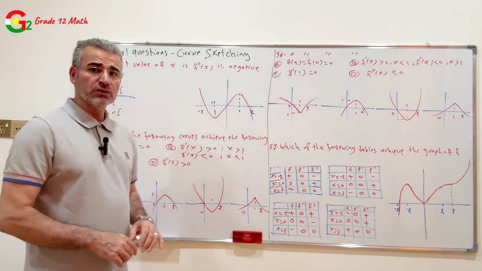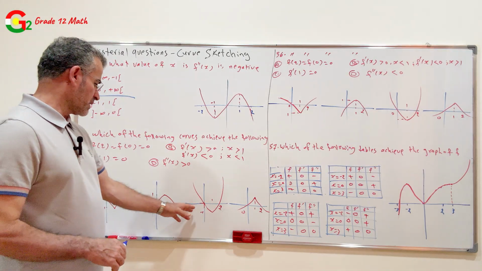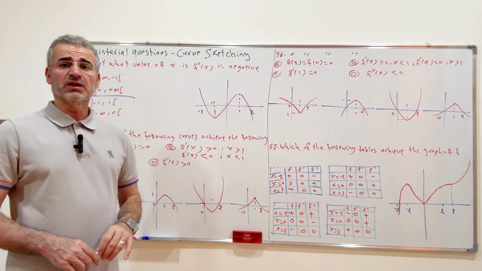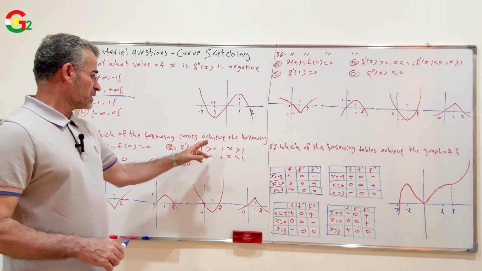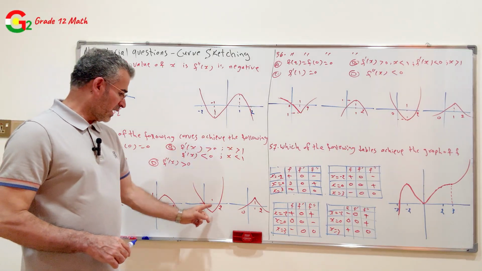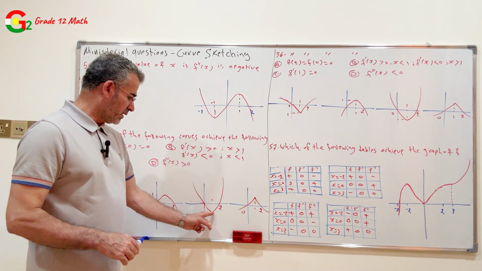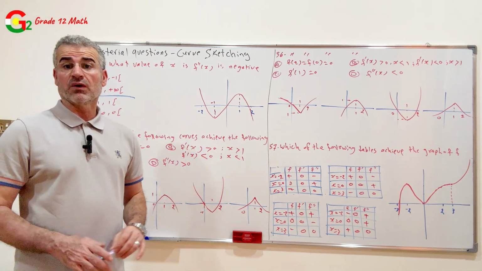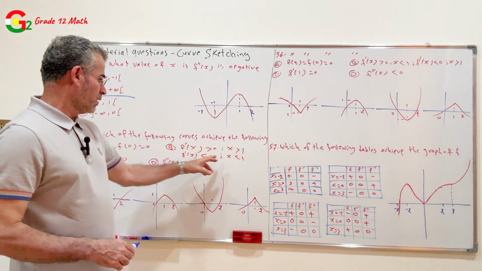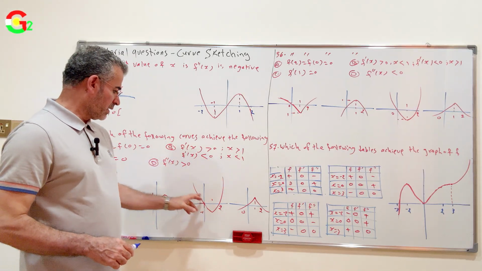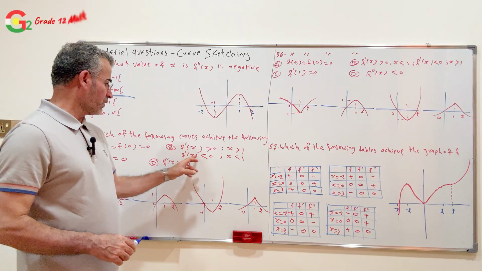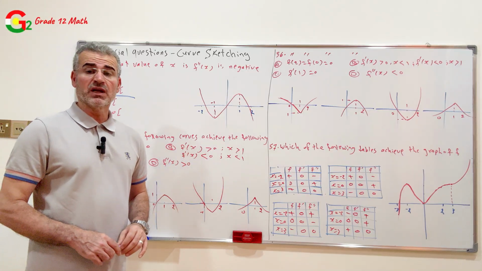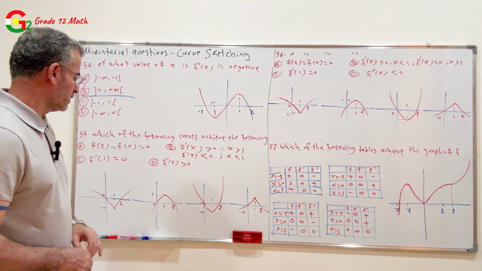0 and 2 are two intercept points for this graph. Therefore, the first statement is true. F prime of x greater than 0 when x greater than 1. When x greater than 1, the function is increasing. It is true. Therefore, the derivative is greater than 0. And when x less than 1, the function is decreasing. Therefore, f prime of x should be less than 0. Also, this statement is true.